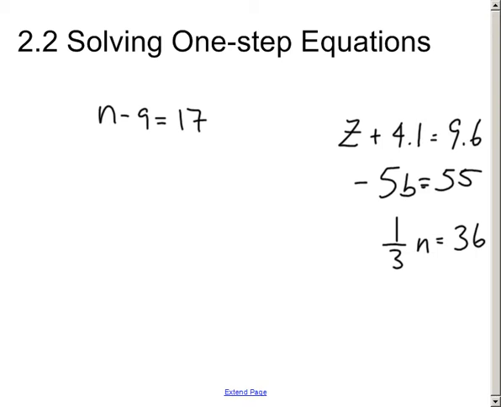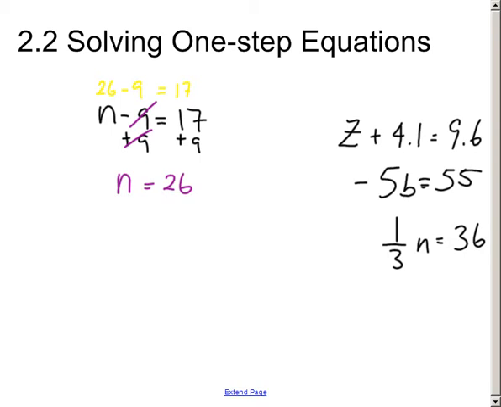In this case, we have n minus 9 equals 17. And in order to solve for n, we need to do the opposite of subtracting 9, and that's add 9. So over here on the left, the minus 9 and the plus 9 cancel, and I'm just left with n. And on the right-hand side, 17 plus 9 is 26. And if we go back to our original equation, 26 minus 9 does in fact equal 17, so we know we're right. So the one step here was to add 9 to both sides.